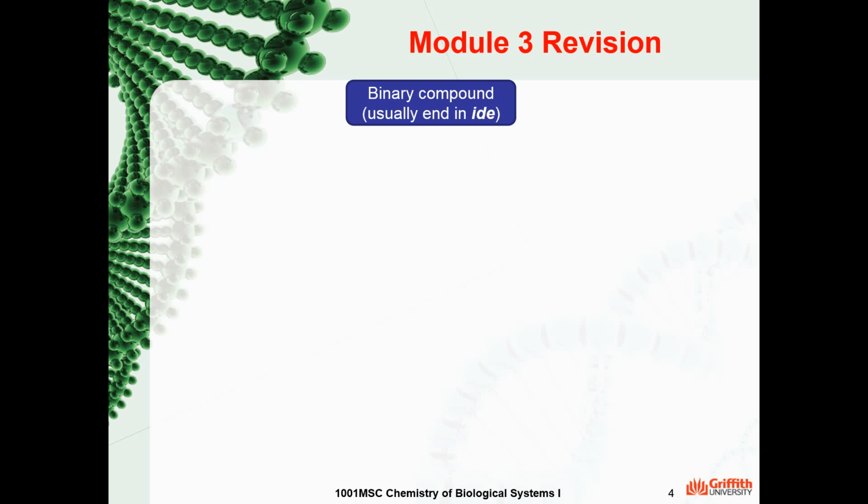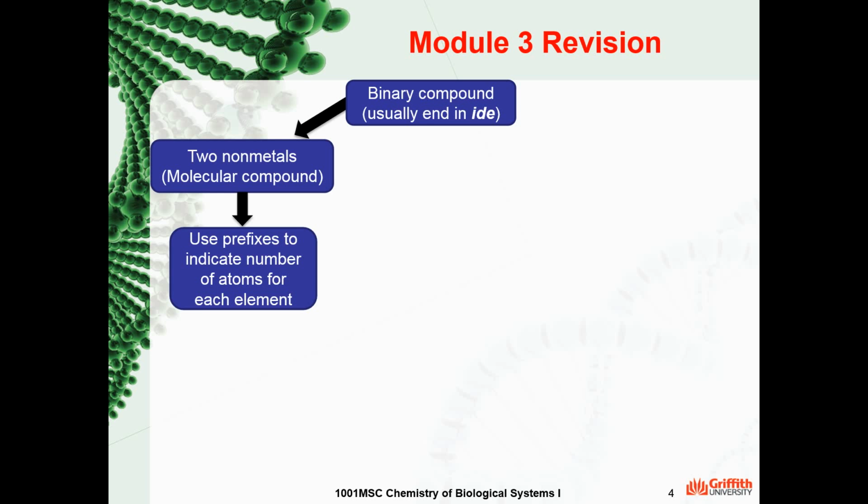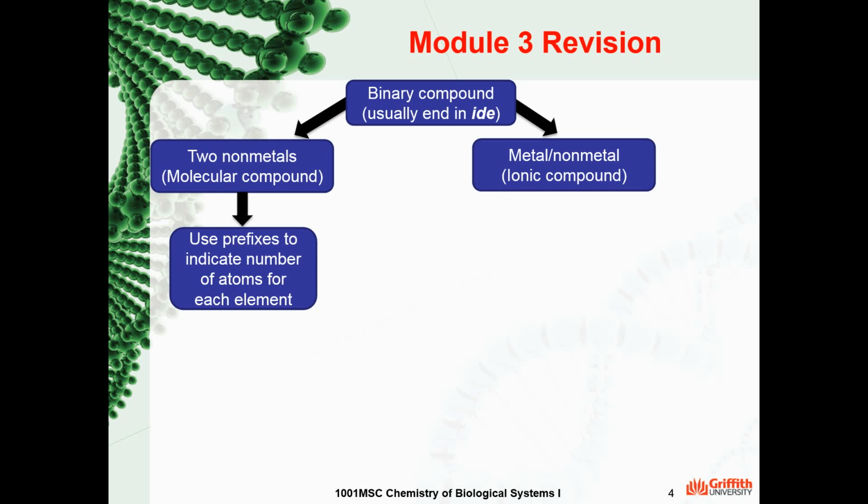In the third part of Module 3, we looked at naming inorganic compounds. The first task is to determine the type of your compound. So you look at the first element. If it is a non-metal, then you have a molecular compound. To name these compounds, we use prefixes. If the first element is a metal, then you have an ionic compound.